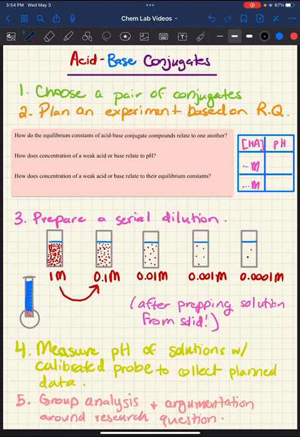milliliter of, this is, if you were making 50 milliliters, you would need to take 5 milliliters, but let's just say you were making 10 milliliters in a 10 milliliter graduated cylinder. You would take 1 milliliter of your 1 molar solution and add 9 milliliters of your DI water, and that would actually take your concentration down from being 1 molar to being 0.1 molar.